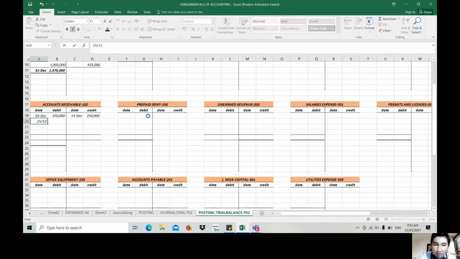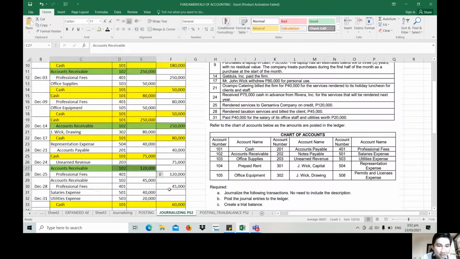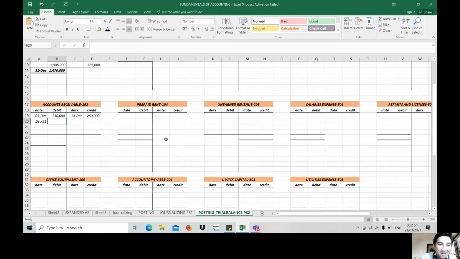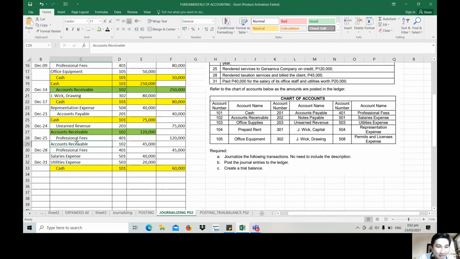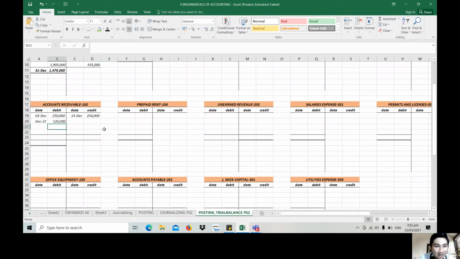25th. 250 ba o 150? Check na. 120. Wala pala. Okay. Ayan. So, it means may receivable tayong 120. Meron pa bang AR dito? Wala na. Okay? Since wala na, total natin, okay, auto sum lang.